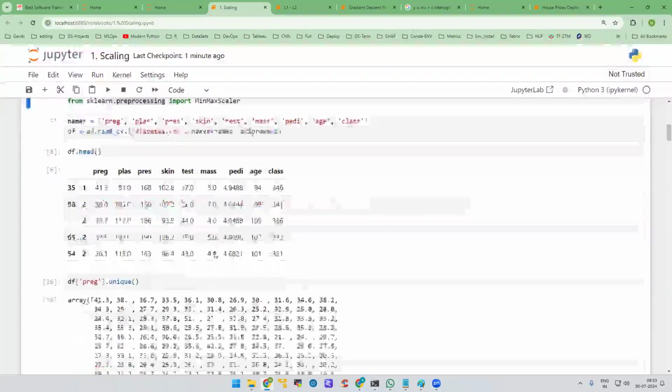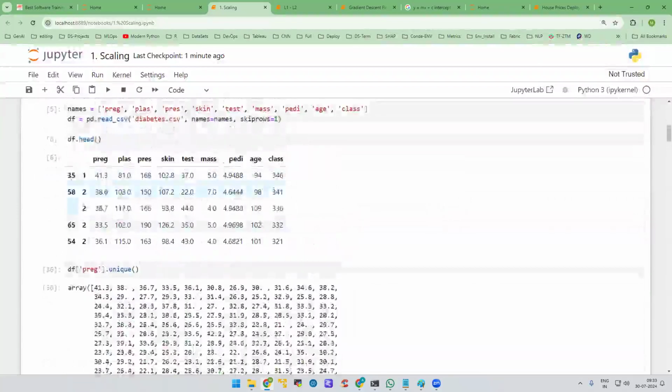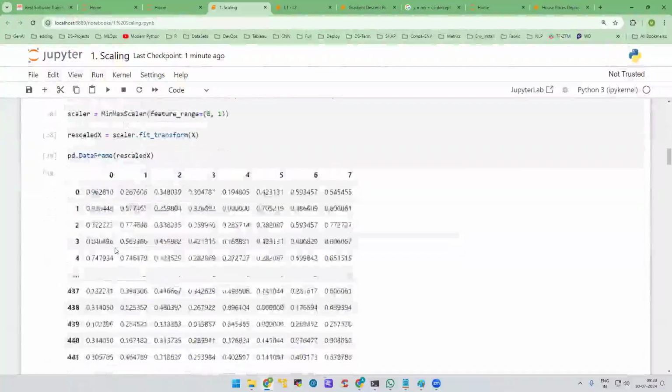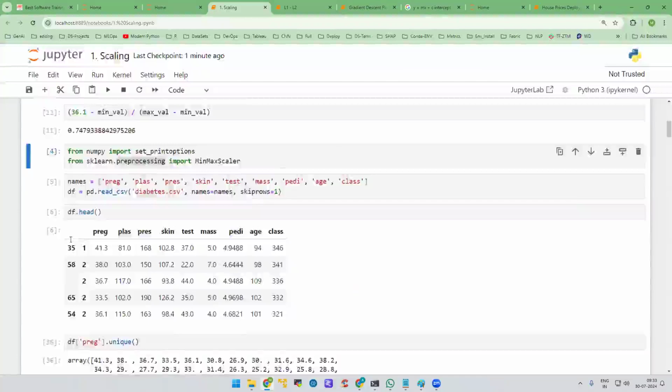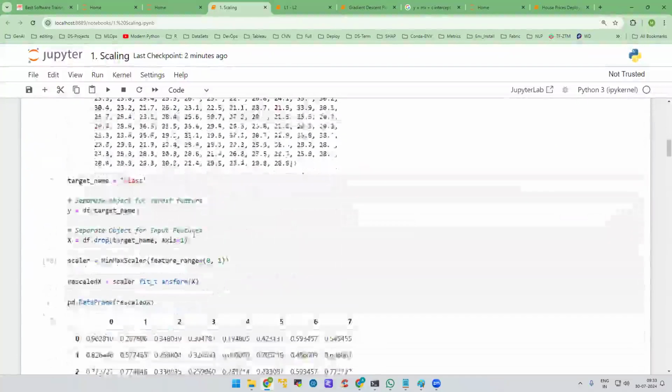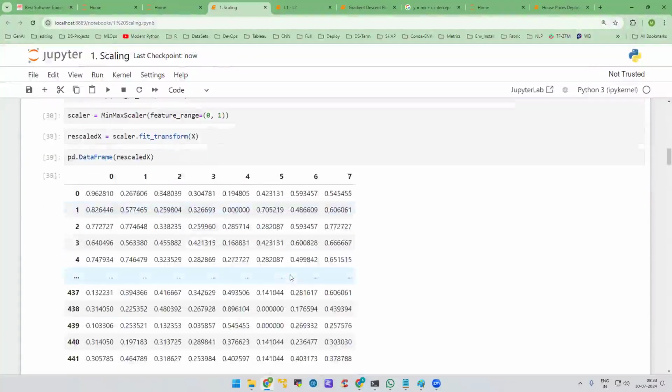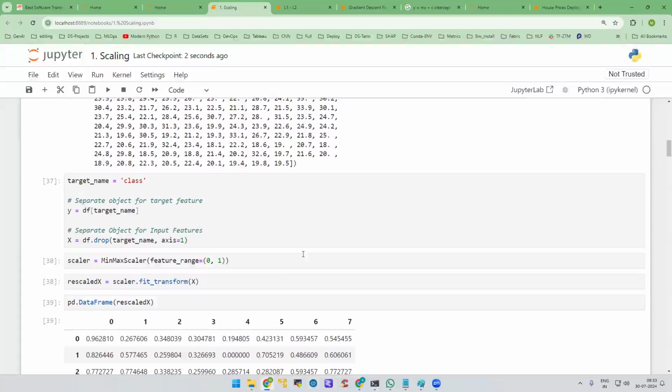So 0.7479. What is the row? 1, 2, 3, 4, 5, right? A fifth row. 1, 2, 3, 4, 5. 0.7479. Is it matching? 7479. You can take any other column and cross check it to find out whether it works or not.